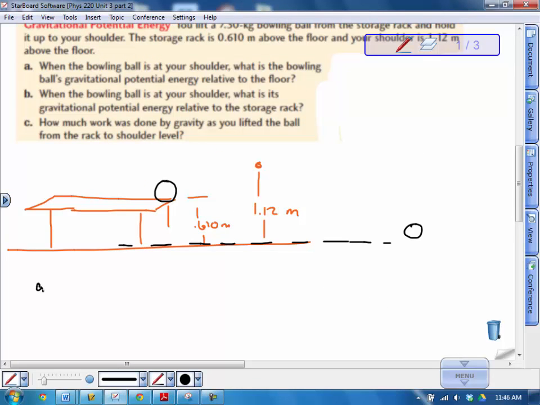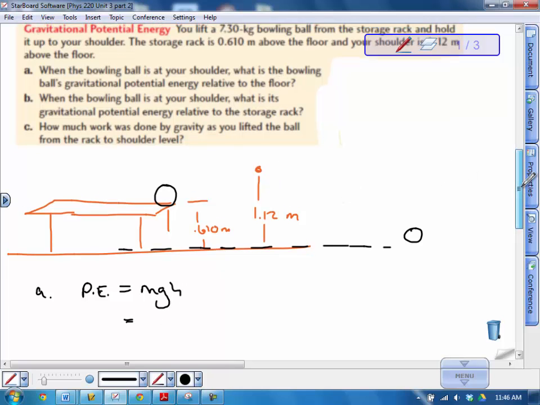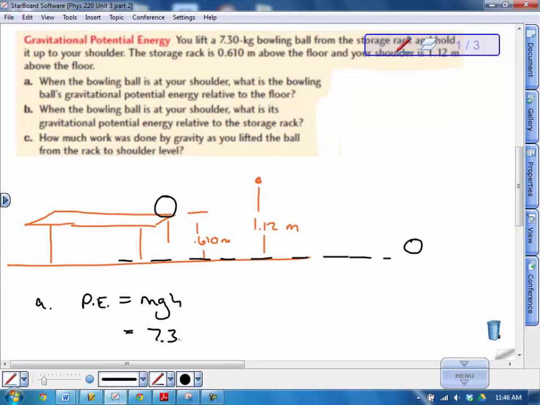So for part A, we know that gravitational potential energy is equal to mgh. All right, so relative to the floor, when it's at your shoulder, we're going to use the mass of the bowling ball, which is 7.3 kilograms, times gravity, which is 9.8, times the height of our shoulder, which is 1.12. And that gives us 80.1, and we're going to use joules for that, right, because that's energy.